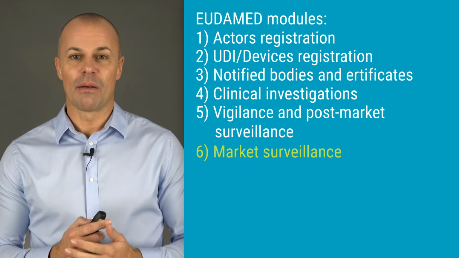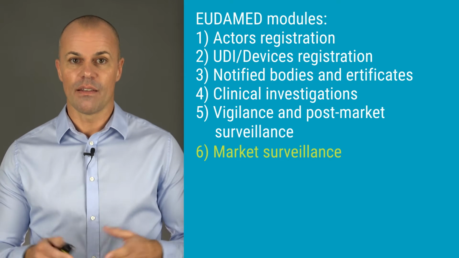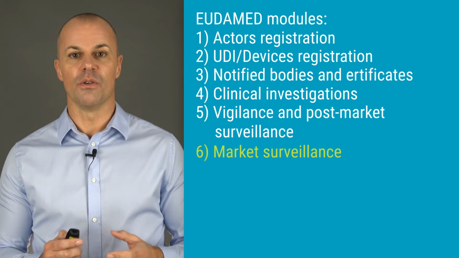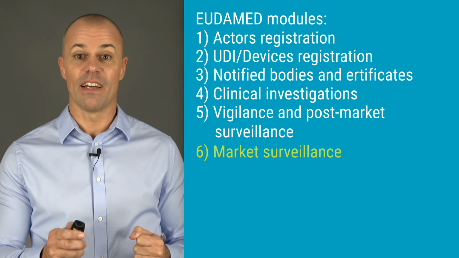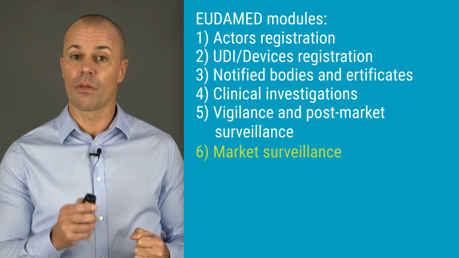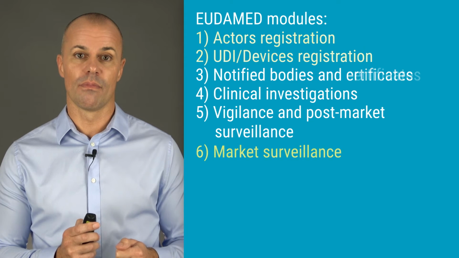The last UDI-DI module in this list is the market surveillance module. This is primarily for the authorities to use for communication, but the market surveillance reports shall be made available to the public by the authorities for each member state here in this module.